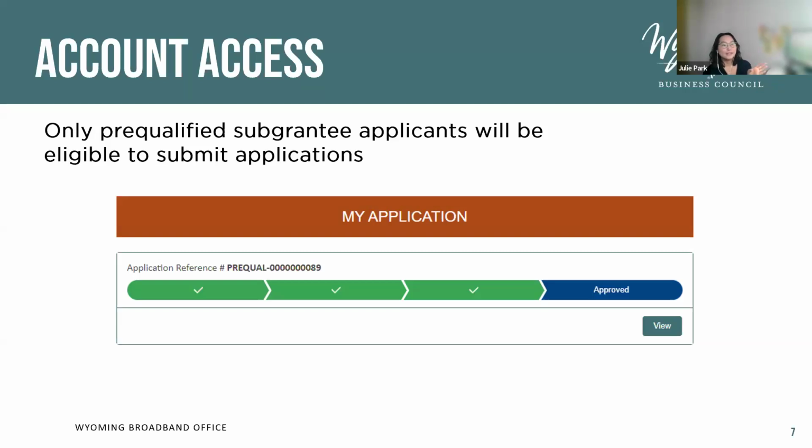When you're going in as a pre-qualified applicant to submit the subgrantee applications or the scoring applications, you have to see that approved status in this progress bar. And for some reason, if you are pre-qualified and it's just not showing and that's not allowing you to submit, please reach out to WBO, and that should be a quick fix. But I just wanted to note that because the application is going to be hosted in the same environment as the pre-qualification application.